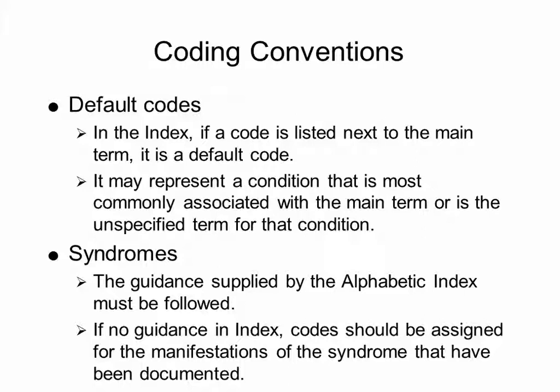So if you're seeing a syndrome that has fever, urticaria, and coughing, but there's no syndrome listed in the index to encompass that, then you're going to code the urticaria, the fever, and the coughing. But if you have a syndrome that covers that the doctor has documented, then you're going to code the syndrome, because all of those manifestations are part of that syndrome process. All right?